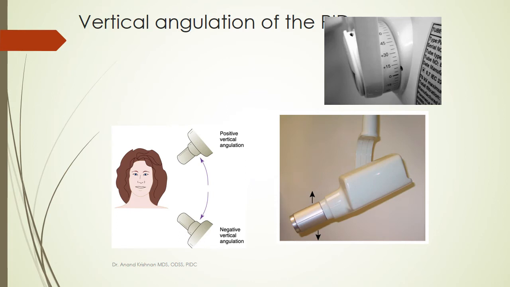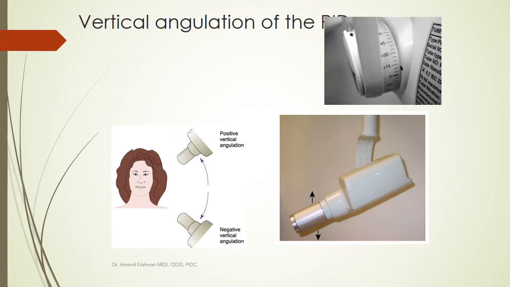Moving on to the vertical angulation, like I told you, for vertical angulation we move the tube up and down. When we move the tube part, the position indicating device, downwards, it is called a positive angulation. When it is moved upwards, it's called a negative angulation.